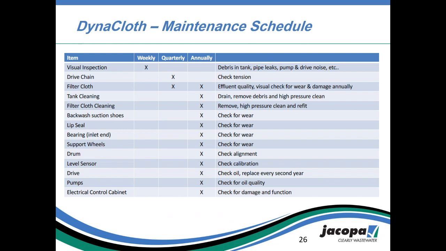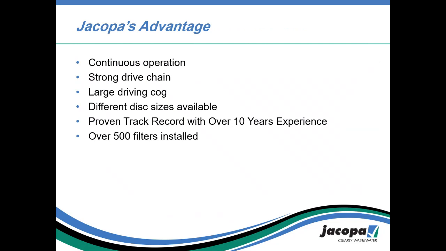What I consider Jacopa's big selling points in this is obviously continuous operation. Our difference is obviously the strong drive chain, the stainless steel drive chain, and the large driving cog, minimizing the torque forces. We have a range of sizes starting at 1 meter and going to 3 meter diameters, depending on the particular situation. Most are the 2.1 meter diameter, which is a 5 square meter filtration area for most applications. That seems to be where the market has settled. We've got a long track record, over 10 years experience with these, and over 500 filters installed.